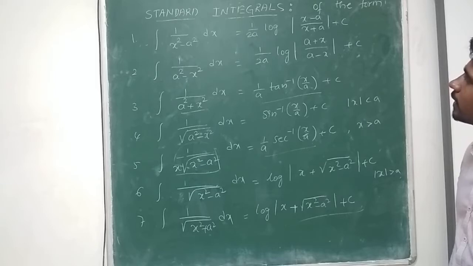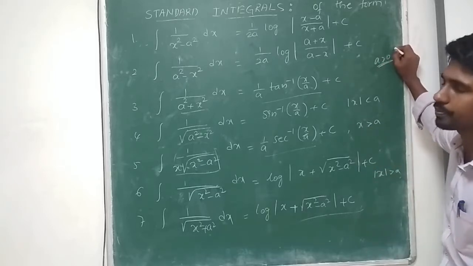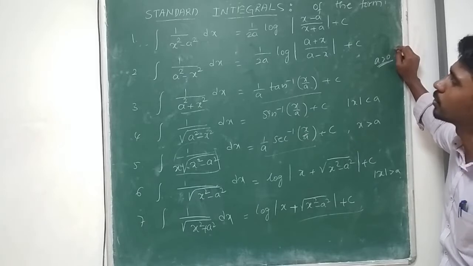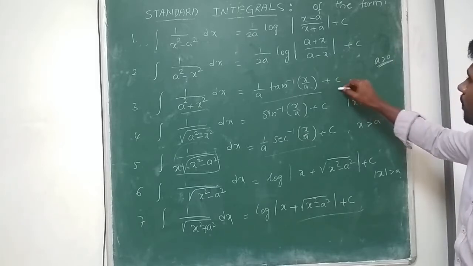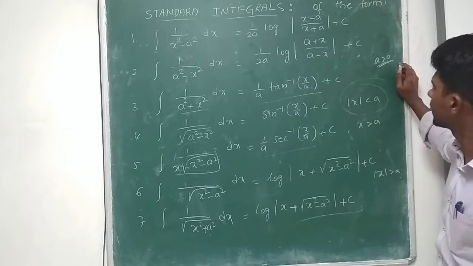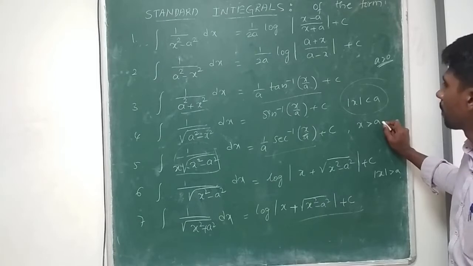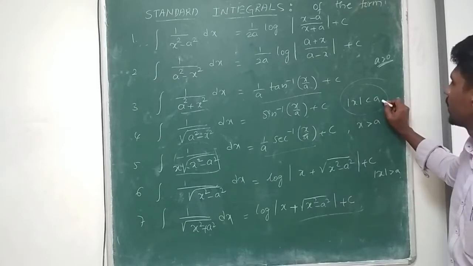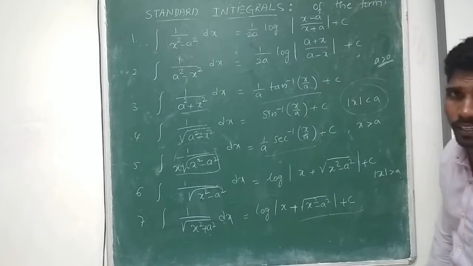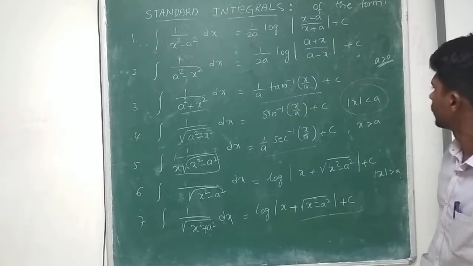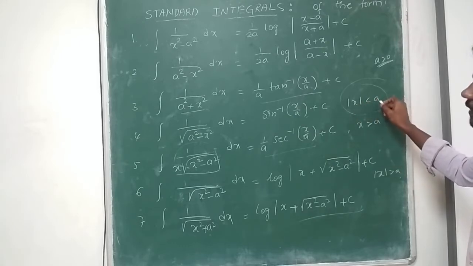So in all these particular cases, we have to consider the value of a is greater than 0. A is always positive. Ultimately, a square will be positive. Like in this particular case, you see modulus of x less than a, and here x should be greater than a. Modulus of x should be less than a represents sin inverse, where sin inverse is defined. Sin inverse x is defined between -1 to 1, right? So if I get modulus of x less than a, then it satisfies the condition.